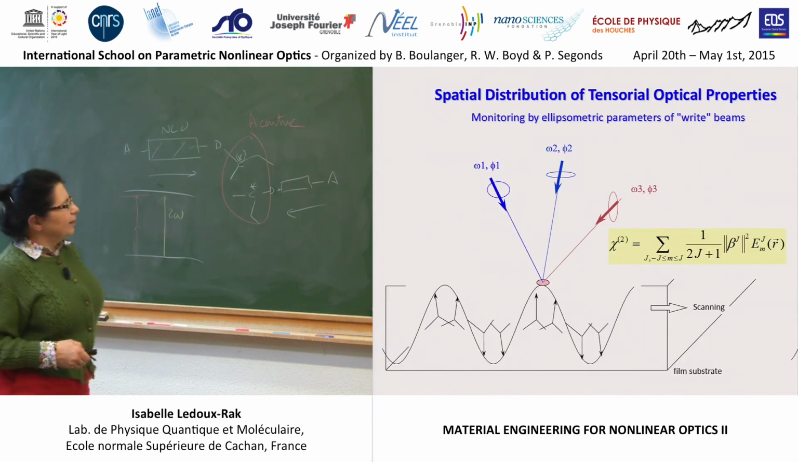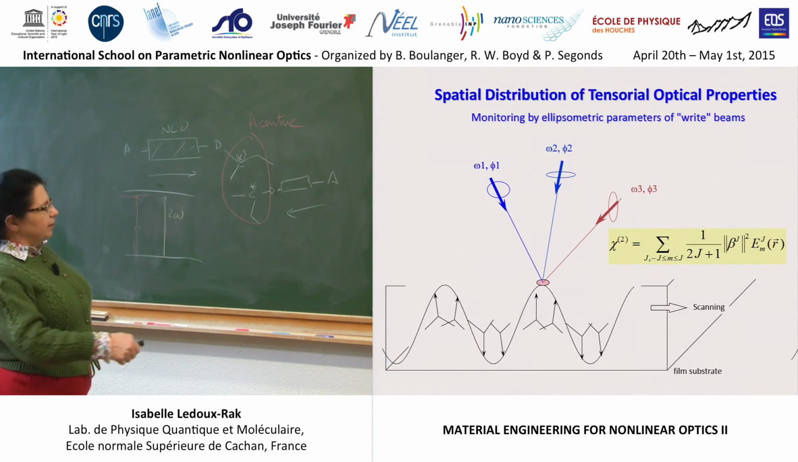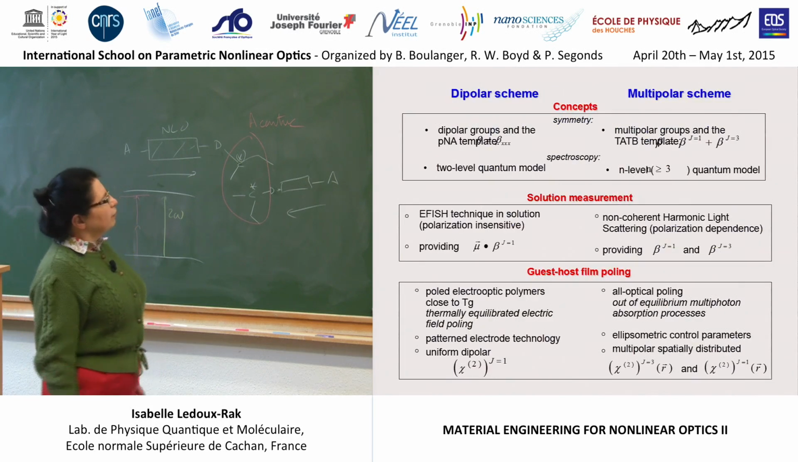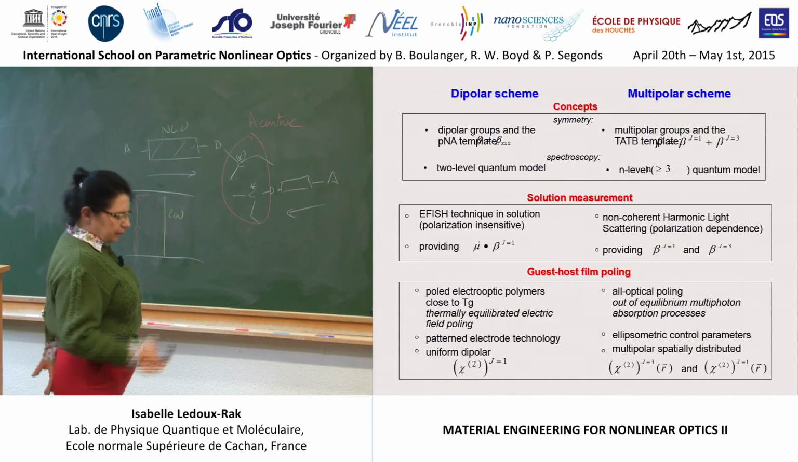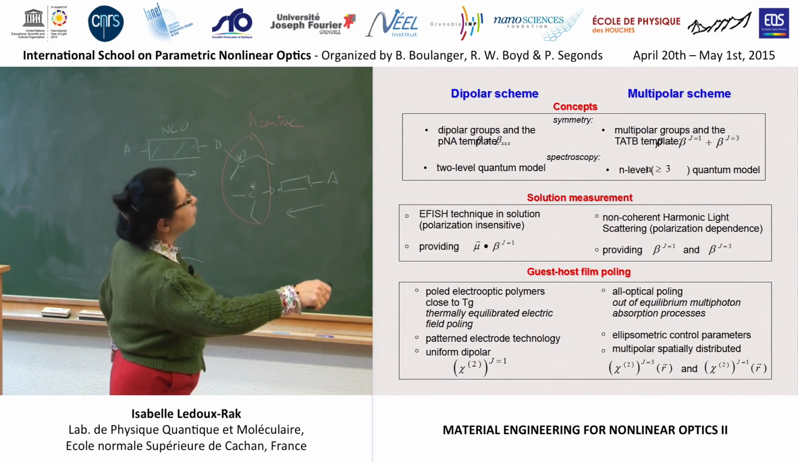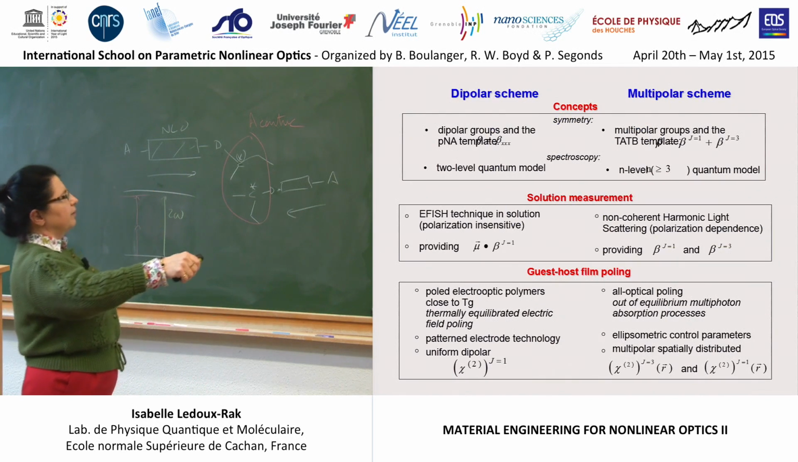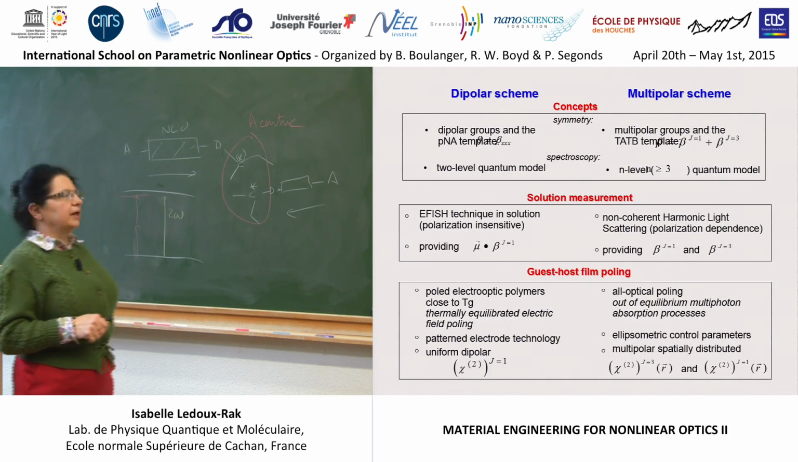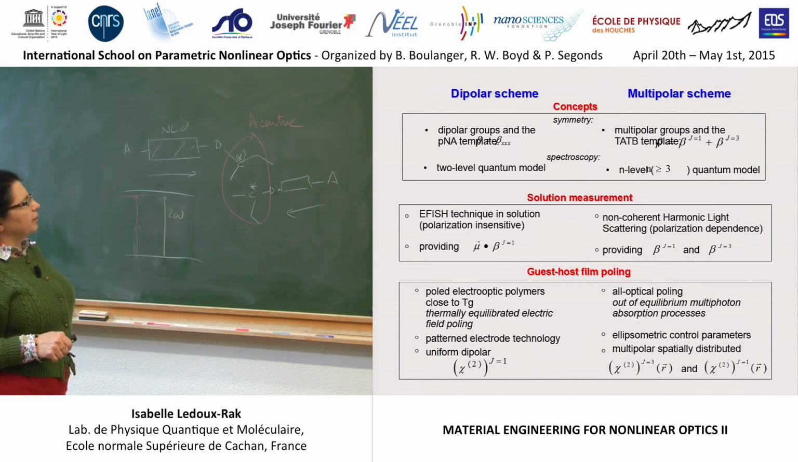Okay, this is also an illustration of what can be done in terms of periodic orientation and control of symmetry here. So to summarize all this part between dipole and octupole: for the dipolar schemes, we have been able at the molecular level to make dipolar systems, working based on a two-level quantum dispersion model for beta values.